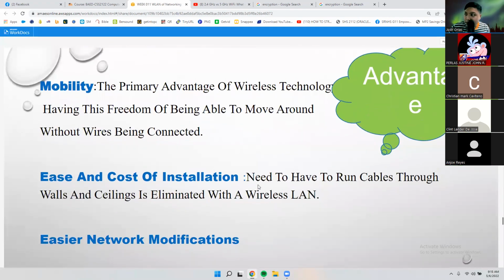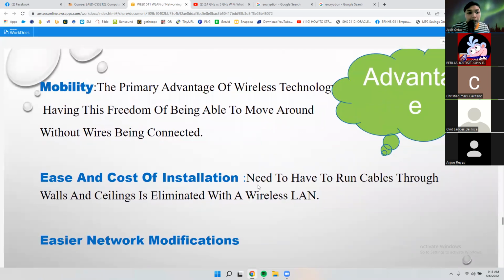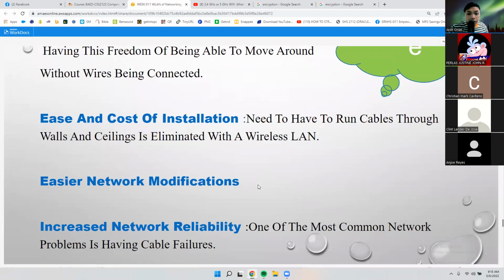So what are the advantages nitong WLAN? So mobility, syempre yung movement ng tao. The very advance of wireless technology has the freedom of being able to move around without wires. Yun yung kagandahan daw. For example, dito sa bahay, sa cellphone ako, magla-laptop ako, kahit nasa baba ako, hindi ko na kailangang ilagay yung wired ko na LAN or Ethernet cable, 'di ba? Kasi, saan ako komportable? Basta may connection ako wireless. Ease and cost of installation.